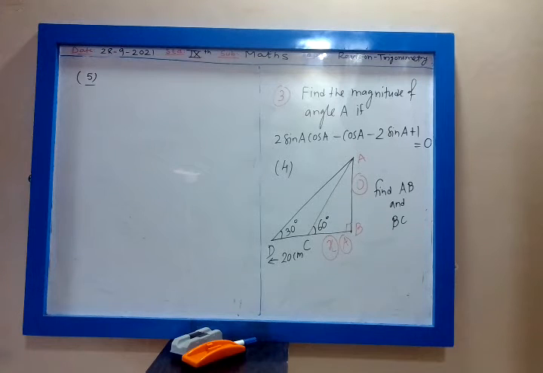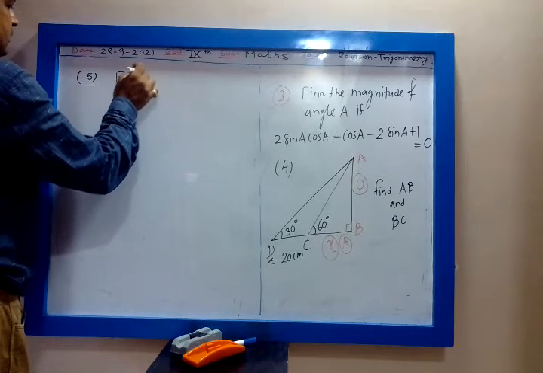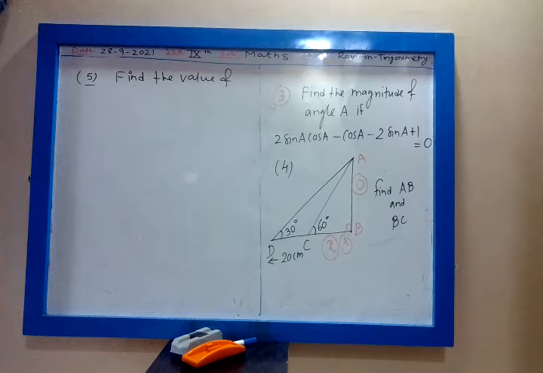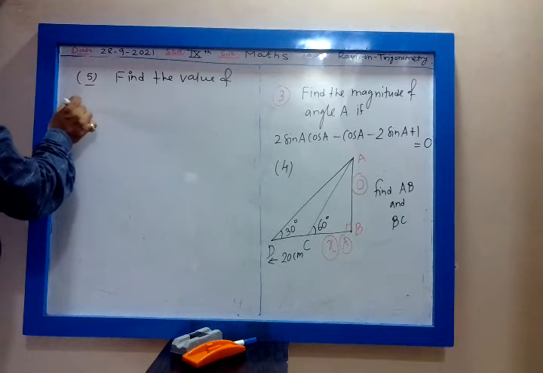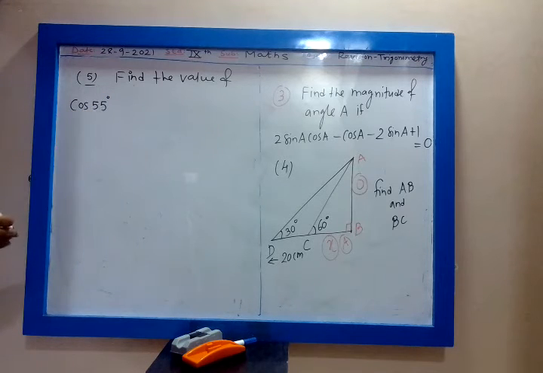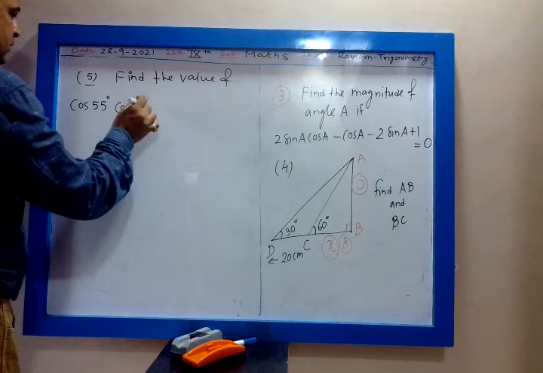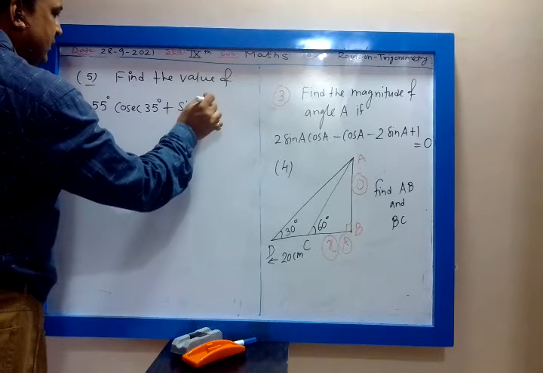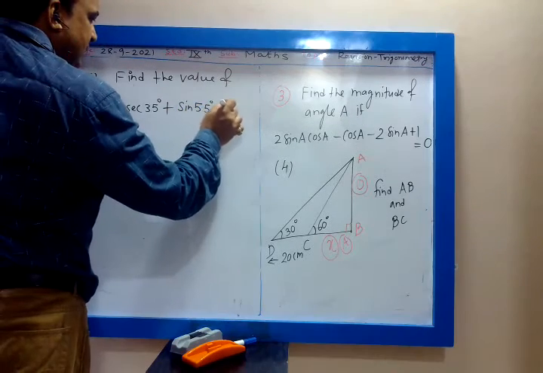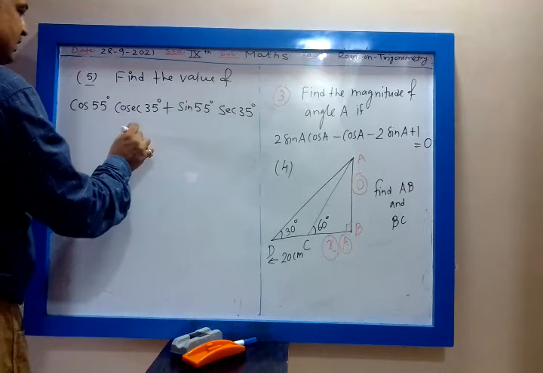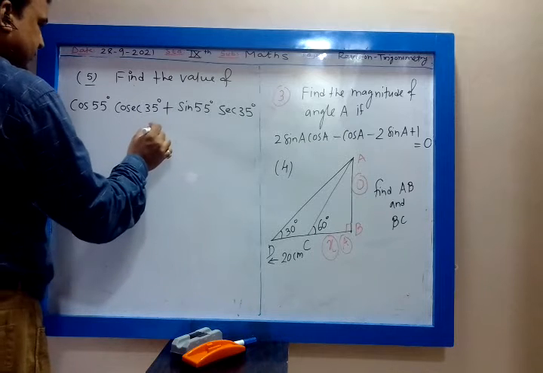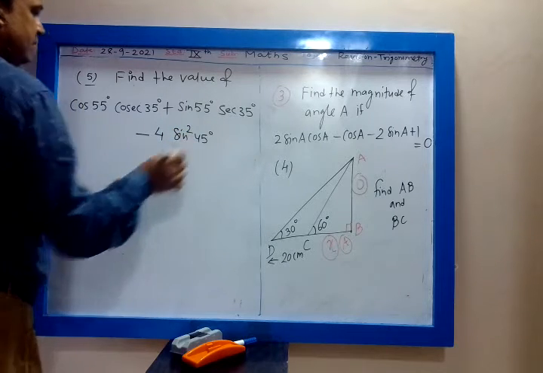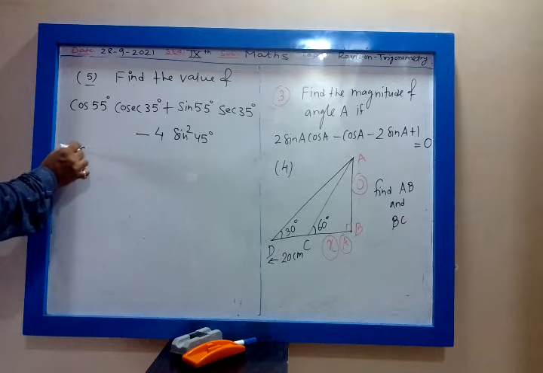Now fifth one, find the value of cos 55 degree into cosec 35 degree plus sin 55 degree into sec 35 degree minus 4 sin square 45 degree.